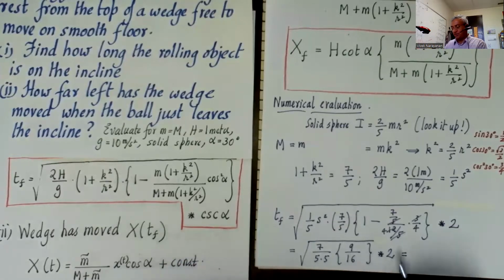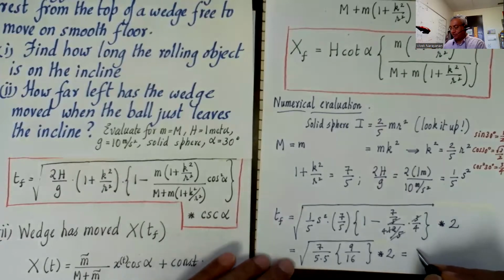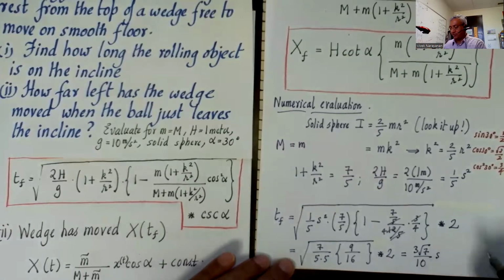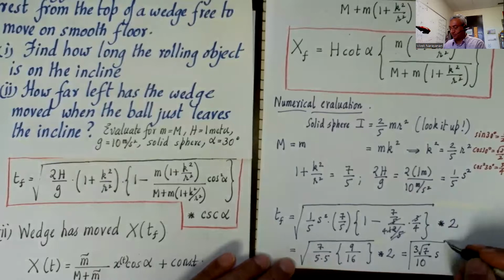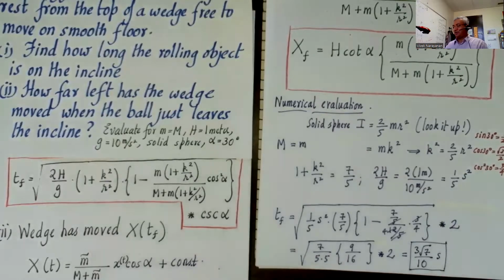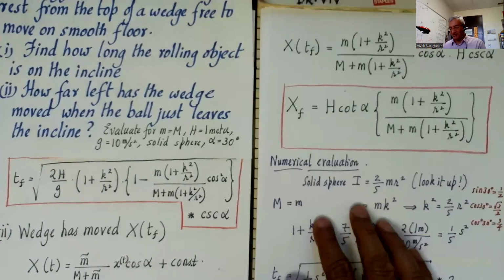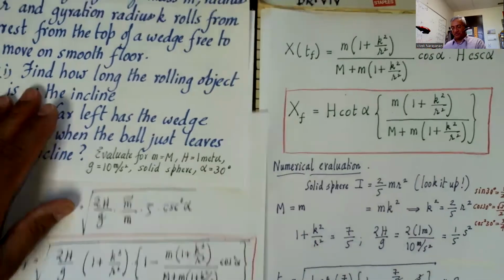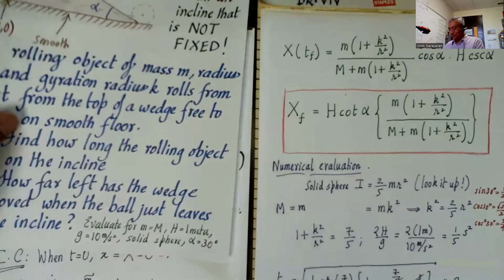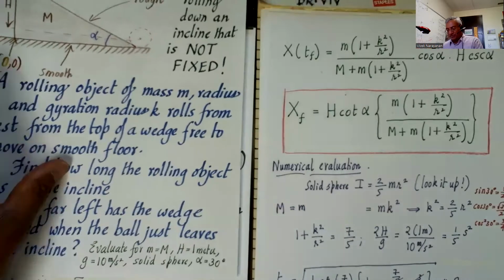And 3 over 20, with the numerator, I have 2. So I'm going to get 3 over 10. So the answer is going to be 3 root 7 over 10 seconds. This is not terribly important, but that's the time. Now, how far has it moved? Well, it's moved a distance that's equal to that. So that's the next thing we have to evaluate numerically. Let's do that also to finish up the problem.